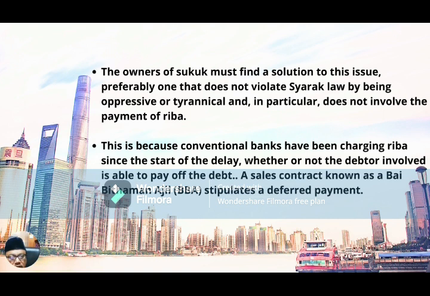And the owners of sukuk must find a solution to this issue, preferably one that does not violate Sharia law by being oppressive or tyrannical, and in particular does not involve the payment of riba. This is because conventional banks have been charging riba since the start of the delay, whether or not the debtor involved is able to pay off the debt. A sale contract known as bai bithaman ajil (BBA) stipulates deferred payment.